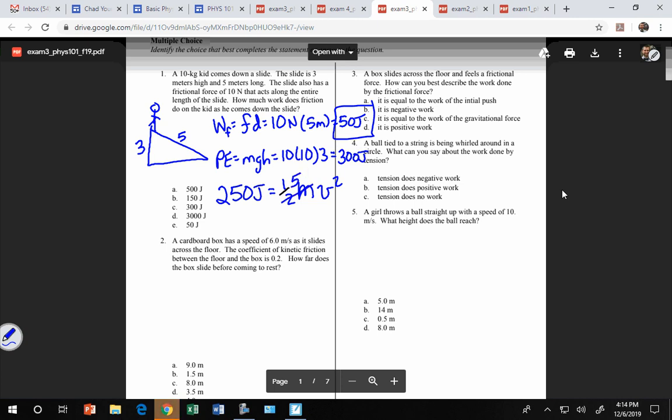Half of m is 5. So v squared is 250 divided by 5, which is 50, so v is the square root of 50, which is about 7 meters per second.